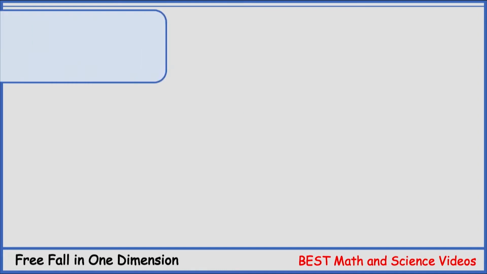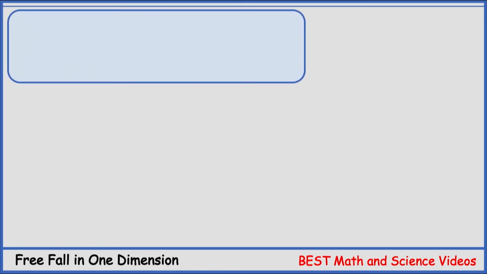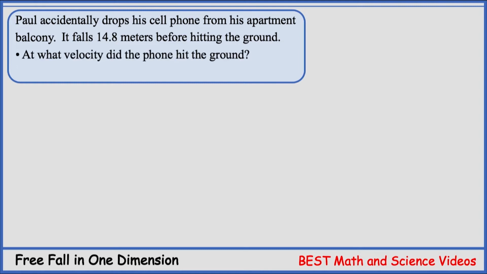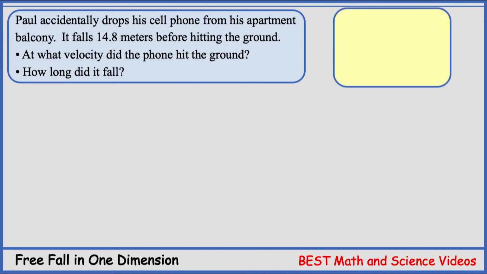Let's look at a free fall question. Paul accidentally drops his cell phone from his apartment balcony. It falls 14.8 meters before hitting the ground. At what velocity did the phone hit the ground? How long did it fall? You should always start by analyzing the problem and, if possible, sketching the situation. So, we have an object that is falling down.